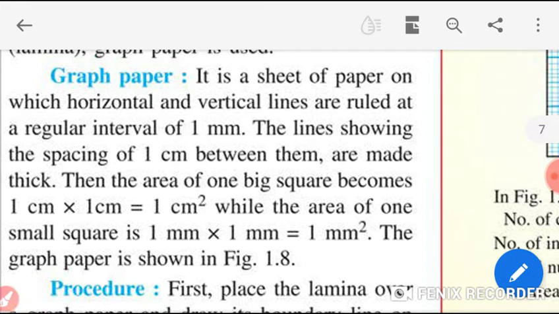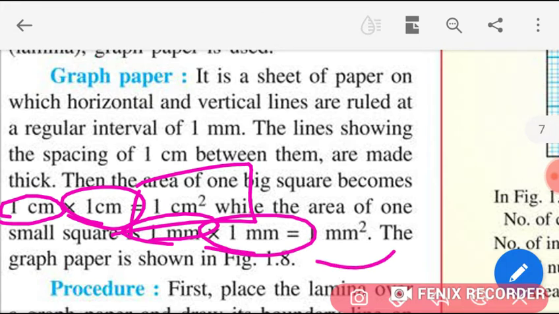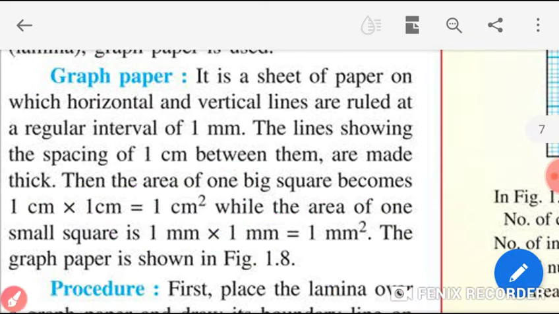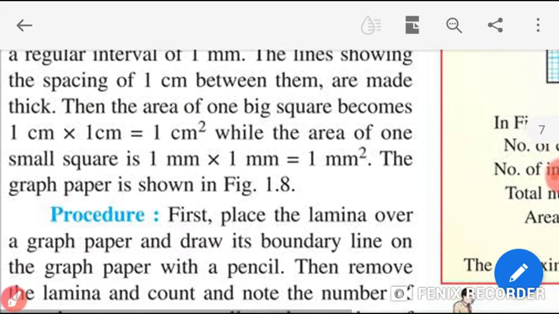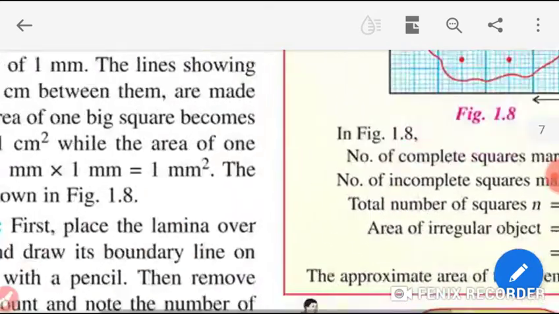Then the area of one big square becomes what? 1 centimeter into 1 centimeter equals what? 1 centimeter square. While the area of one small square is 1 millimeter into 1 millimeter, that is what? 1 millimeter square. The graph paper is shown here, like this.